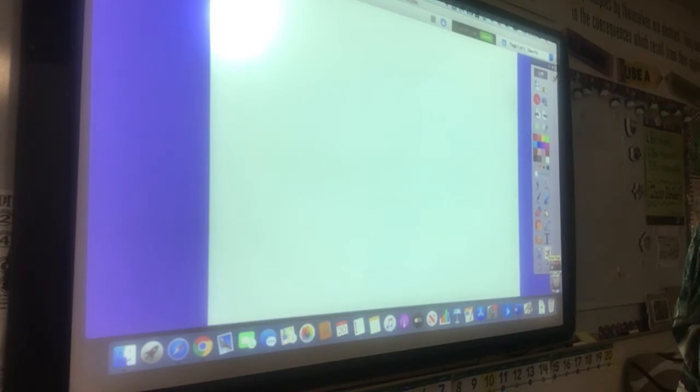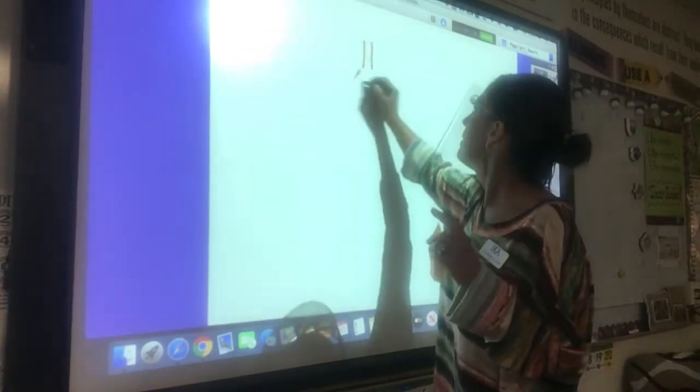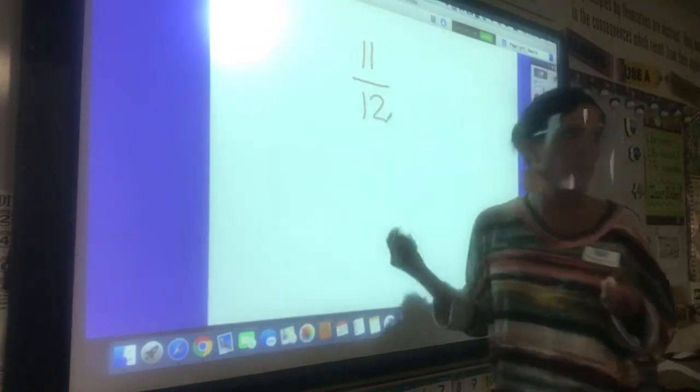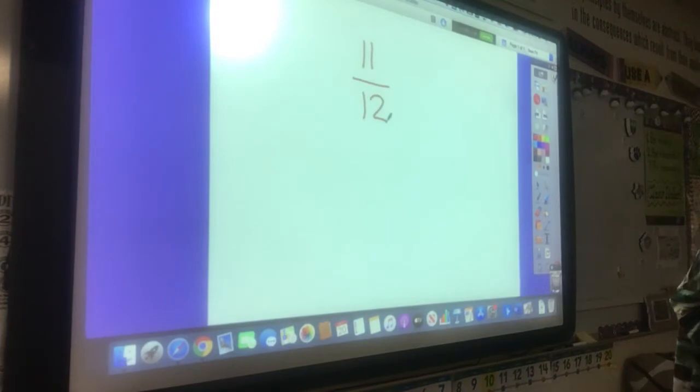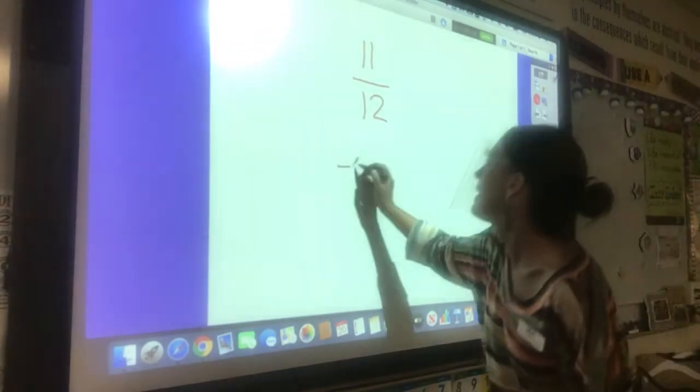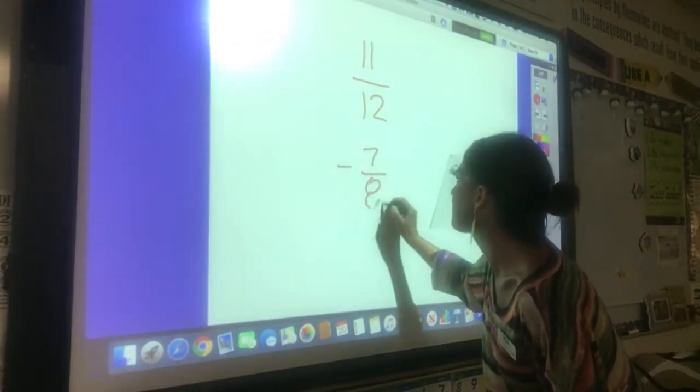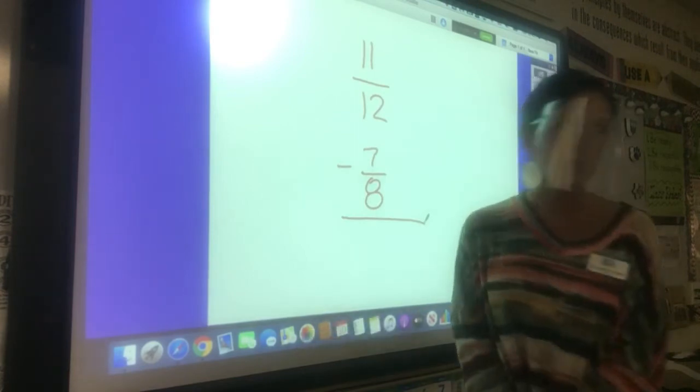We're going to use shortcut 3 for this one to find the common denominator. Okay, let's do 11/12, and we're going to be subtracting. The only thing to be careful about on this is just remember to subtract rather than add. So 11/12 minus 7/8.